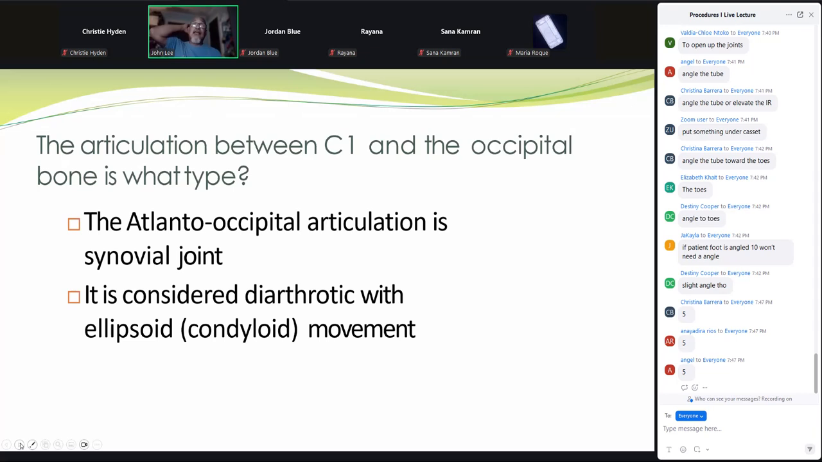What type of articulation is between C1 and the occipital bone? That atlanto-occipital articulation is a synovial joint. It's considered diarthrotic, and it has ellipsoid or condyloid movement. All of these terms you need to be familiar with.